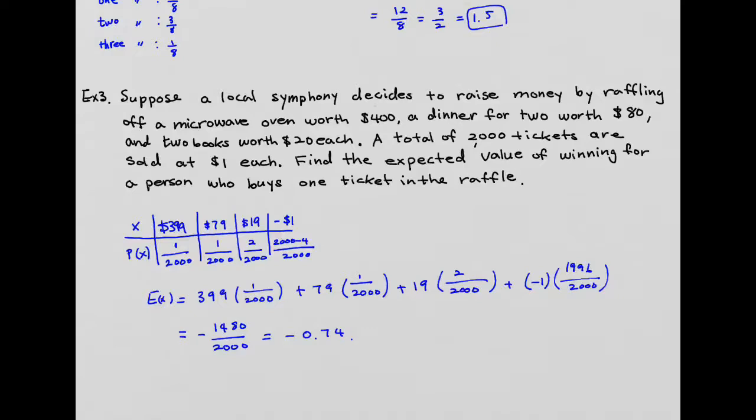So what does this mean? It means on the average over the long run, so if you keep playing this over and over, a person buying one ticket in a raffle will lose about 74 cents. That's your expected value.